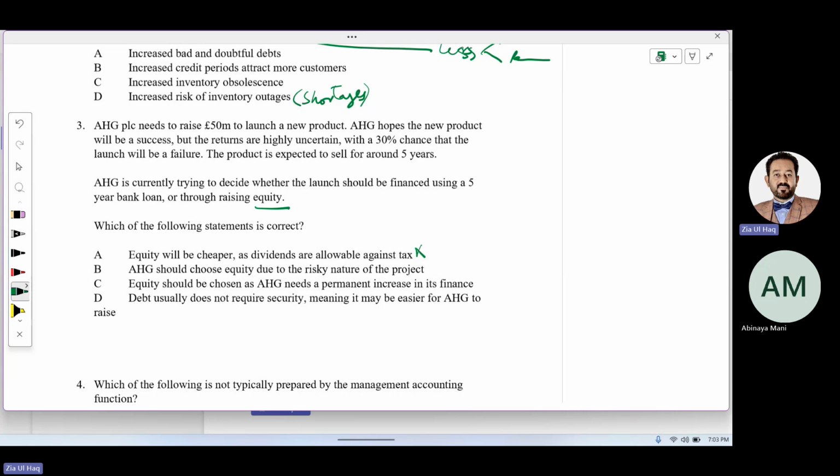It will help you manage more than anyway. It's important. It should be chosen as it is being used for a permanent increase for 5 years. We did not require that point. These are wrong. So what is the correct option? Option B.